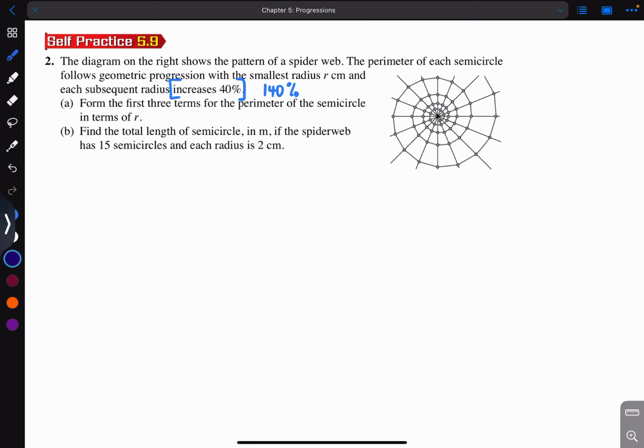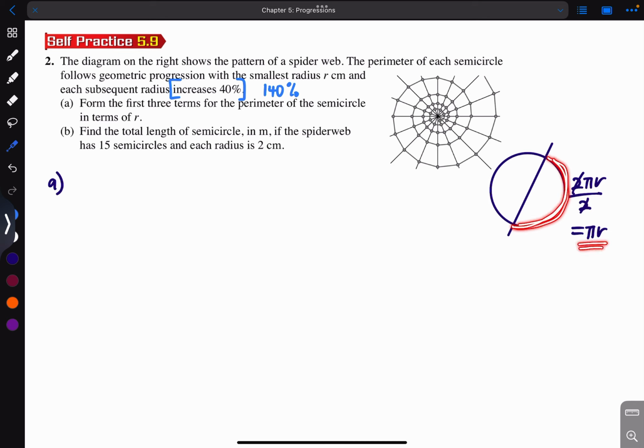Let's look at A. Form the first three terms of perimeter of semicircle. So the formula for perimeter of a circle is 2 pi r. Semicircle means we have to divide it by 2. So we get pi r. So the perimeter of a semicircle is pi r.